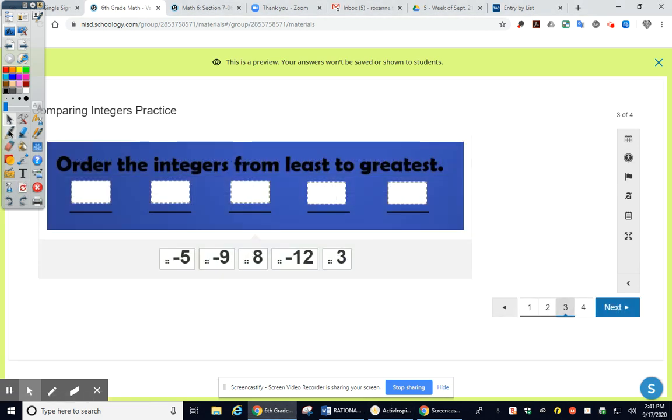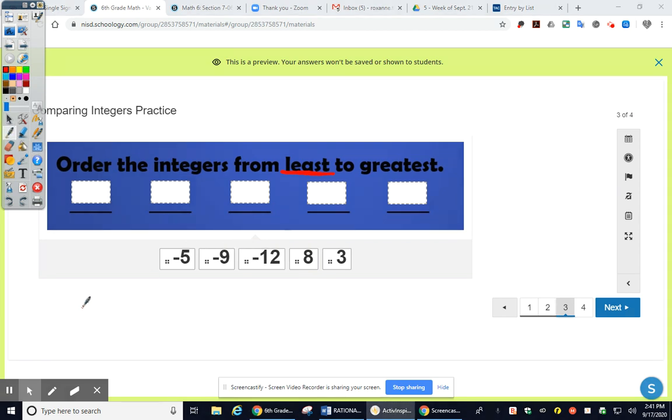All right, now we're going to order these integers from least to greatest. So if we're starting with the least, then we want all our negatives to be in the front, right? And kind of like the bigger the negative that you see, the more you owe, so that's the less you have. So I'm going to put all my negatives together first. I have negative 5, negative 9, and negative 12.